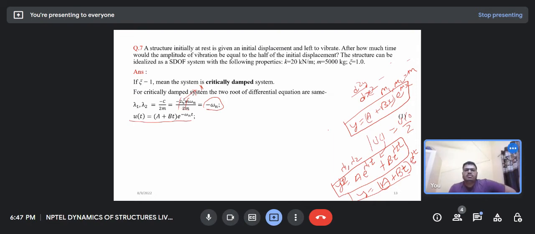Now you have to apply the initial conditions. Here the initial condition is that we are given the initial displacement and nothing regarding the velocity. So you take the initial conditions u0 and u dot 0 equal to 0, because only the displacement is given here. By applying these two, u0 and u dot 0 equal to 0, can you find out the coefficients a and b?